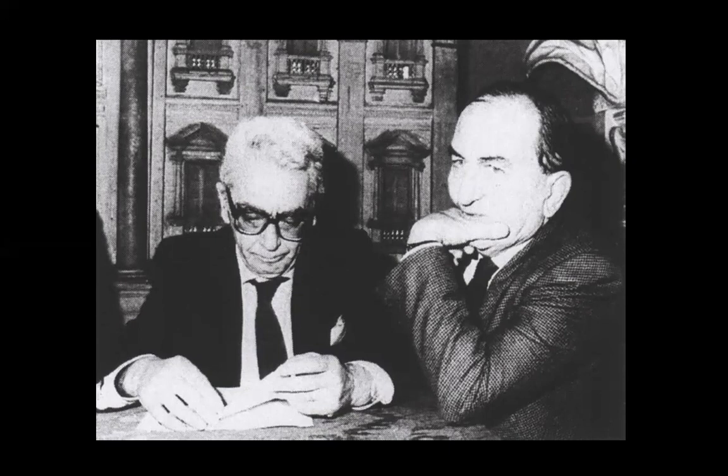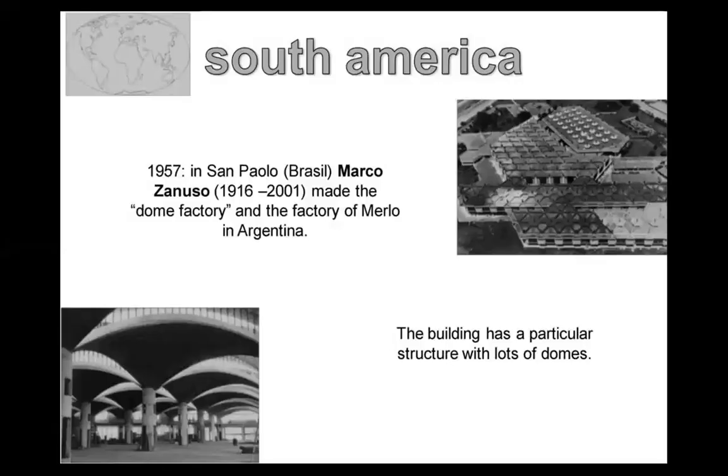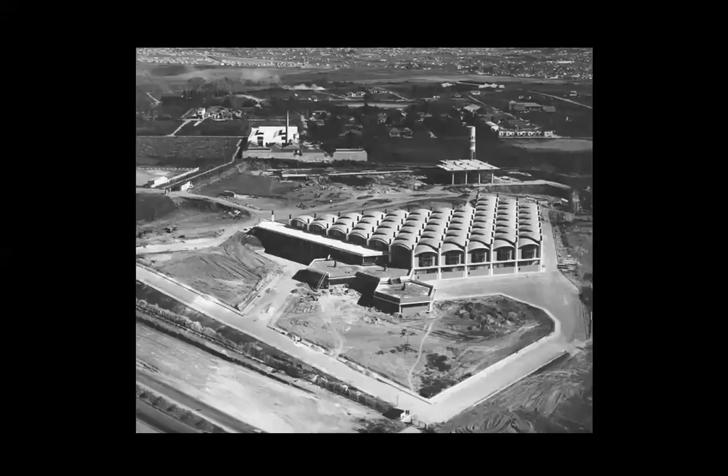And you are going to see a work they did, this Fabrica Olivetti in Sao Paulo from 1957 to 1959. The building has a particular structure with lots of domes. He made the dome factory in the factory of Merlo in Argentina. He built one in Argentina and one in Brazil. This one on the right, I think, is in Argentina. I'm a little bit confused, but he built two. One in São Paulo, in Brazil, and one in Argentina.